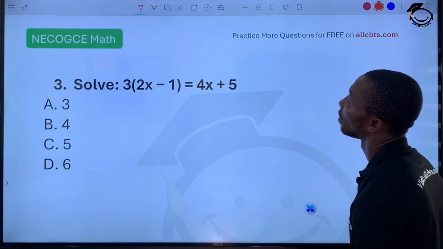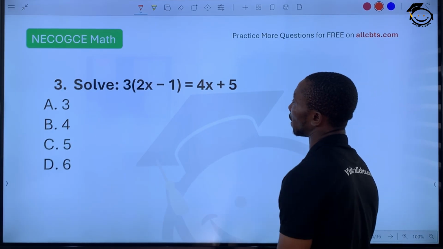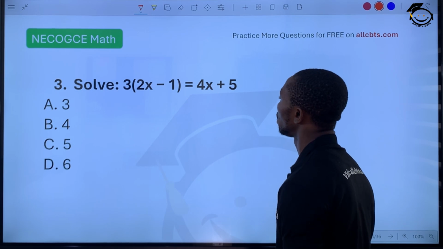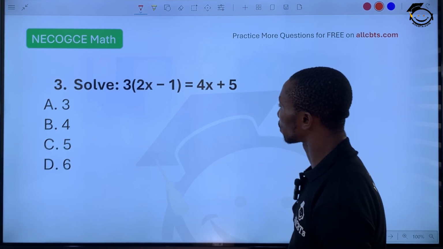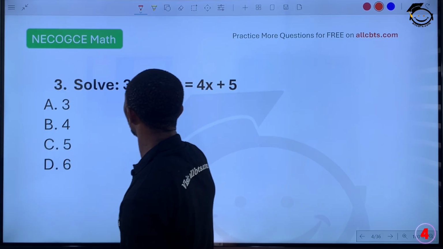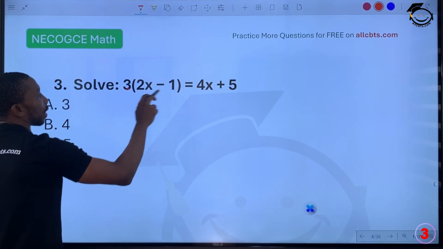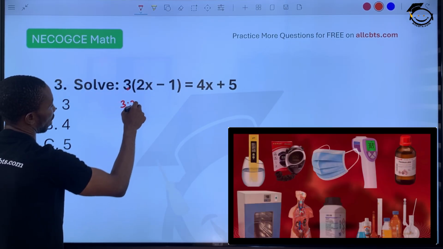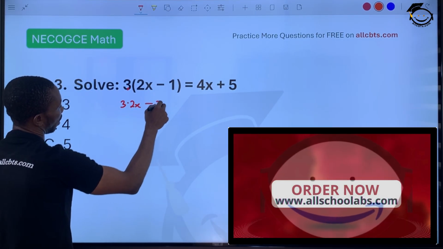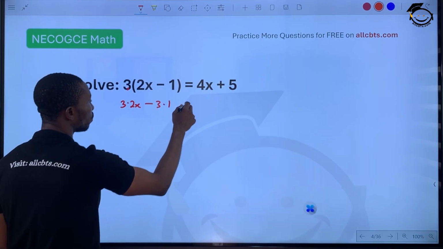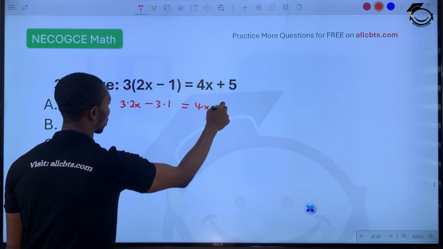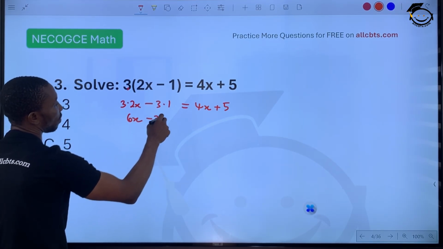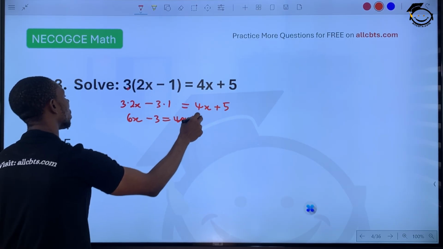Solve 3 open bracket 2x minus 1 bracket close equals 4x plus 5. With this, we use the 3 to multiply what's inside that bracket. So this becomes 3 times 2x minus 3 times 1 equals 4x plus 5. So this gives us 6x minus 3 equals 4x plus 5.